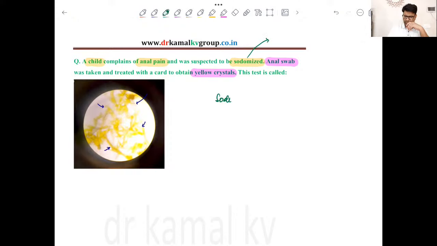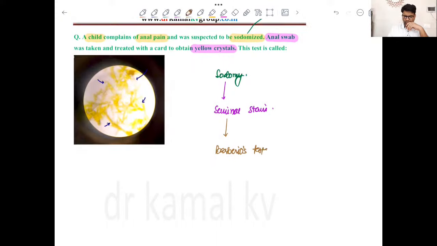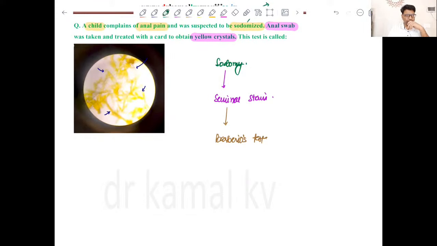if the case is of sodomy, definitely the investigation will go towards searching for the seminal stain, and this seminal stain will be subjected to Barberio's test. So it will be subjected to Barberio's test. And what do we actually do in Barberio's test? So in Barberio's test, we put a picric acid solution to the stain.